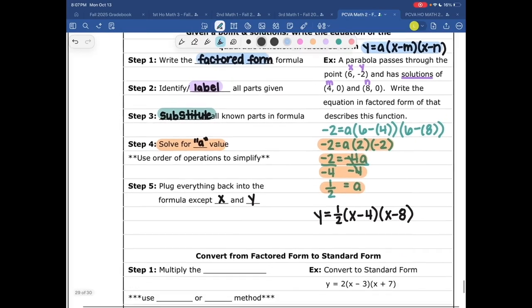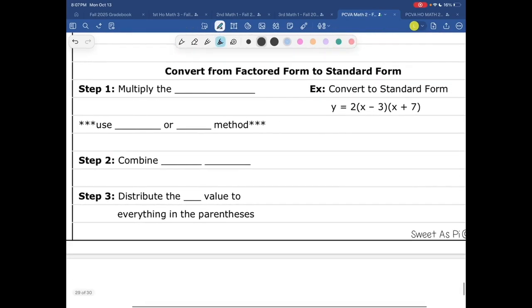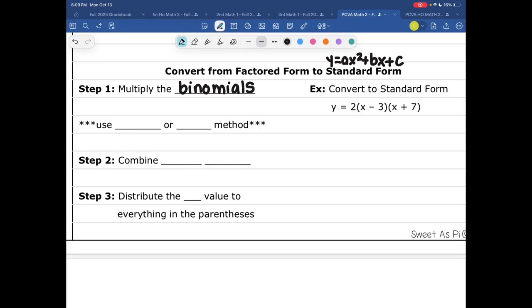Okay. Now, as a review, if we're converting factored form to standard form, remember standard form is ax squared plus bx plus c. So let me remind you again, standard form is ax squared plus bx plus c. Now, in order to do that, we're going to do something very similar to what we did when we had vertex form and we went to standard form. So we're going to multiply the binomials. Those are the factors that are in the parentheses.